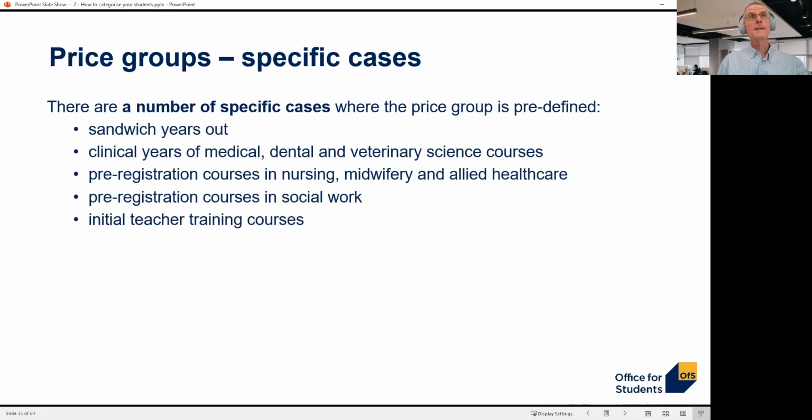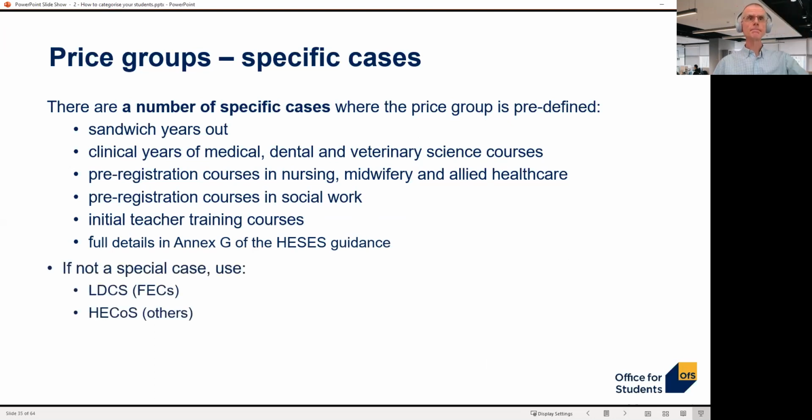These are shown here: sandwich years out, clinical years of medical, dental and veterinary courses, pre-registration courses in nursing, midwifery and allied healthcare, and in social work, and initial teacher training courses. Again, Annex G is a place to go for the works. If a course does not fall into one of those categories, the price group is determined by reference to one of these sets of codes that we talked about, LDCS or HECOS. So let's have a look at those.